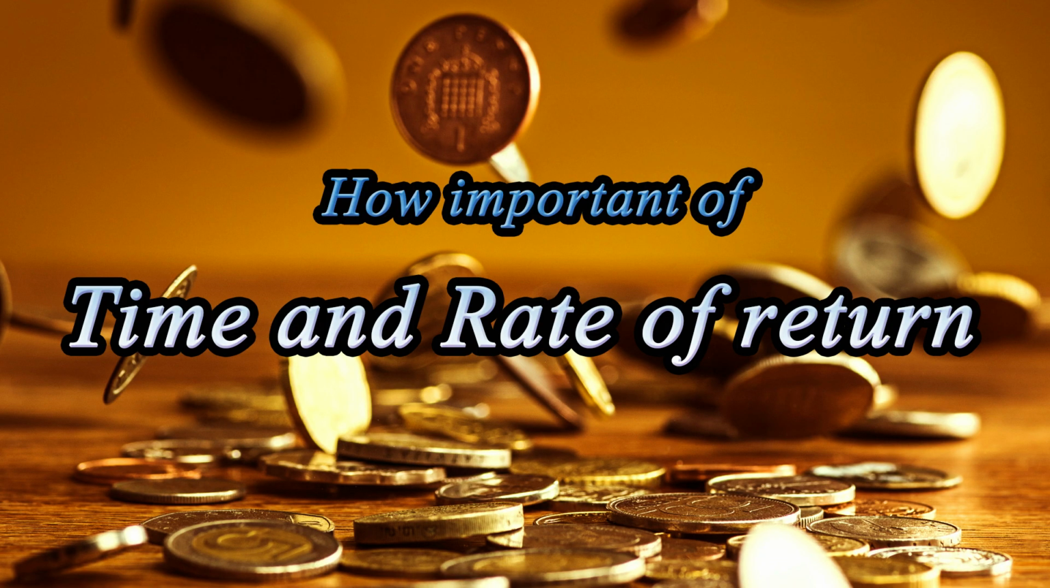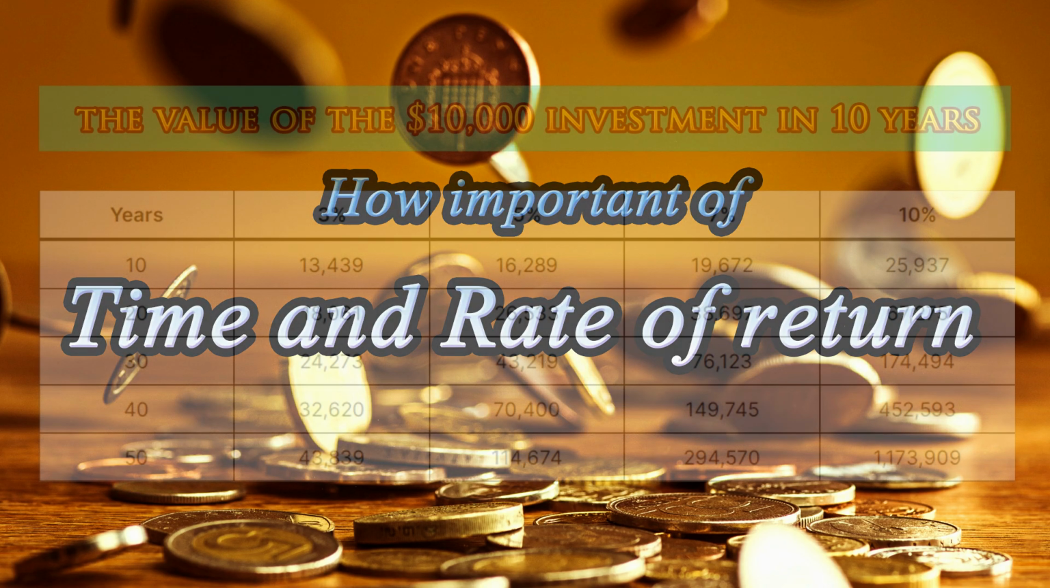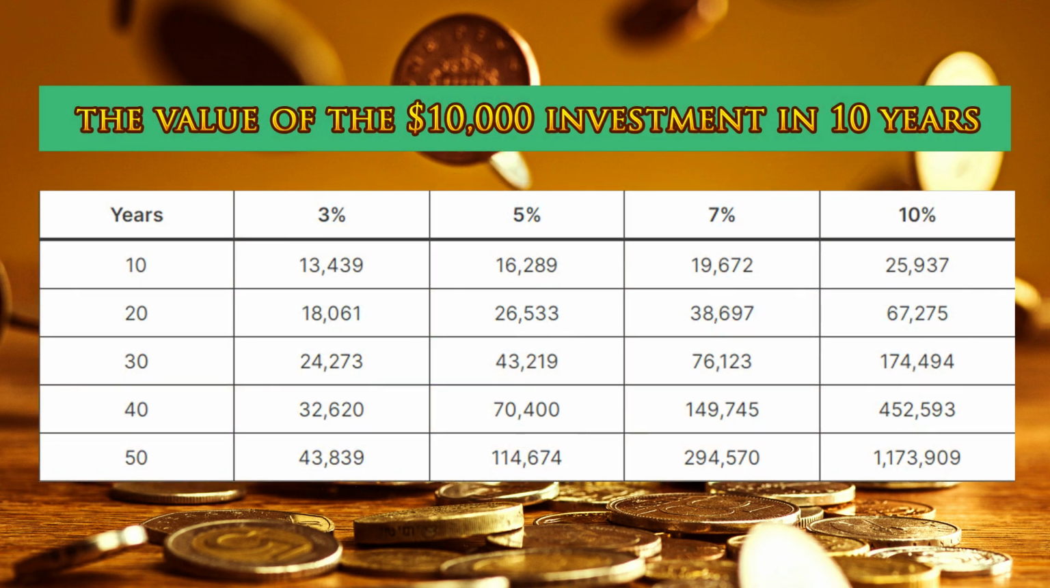How important are time and rate of return? You can see an example of compound interest in the next table. You'll see the value of the $10,000 investment in 10 years, at 3% return, 5% return, 7% return, and 10% return.